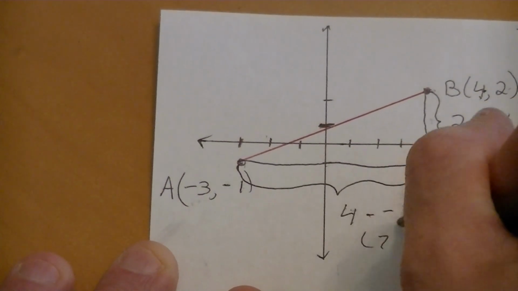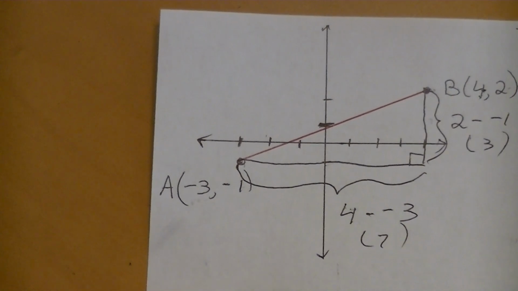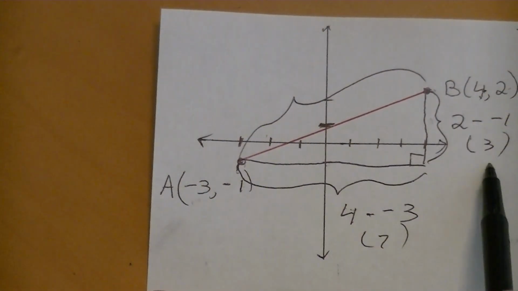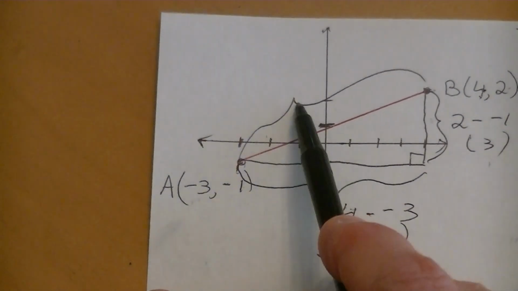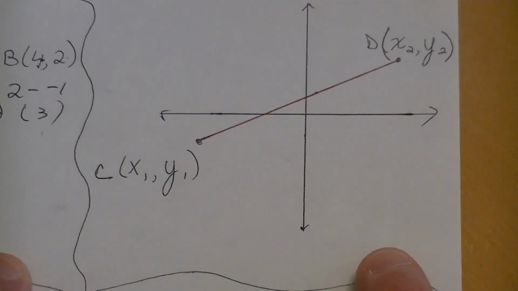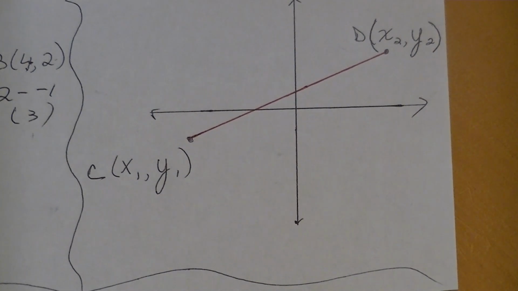I know this is 7. So the Pythagorean theorem would tell me how long this is. If I do 3 squared plus 7 squared equals c squared, I can solve and get it. So if we do that same thing more generally over here, we're going to actually derive the distance formula.